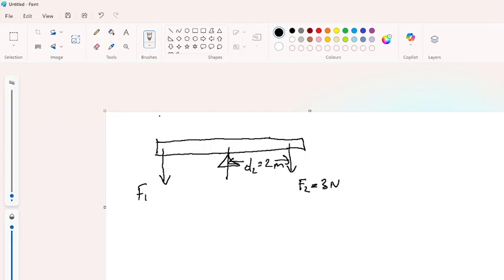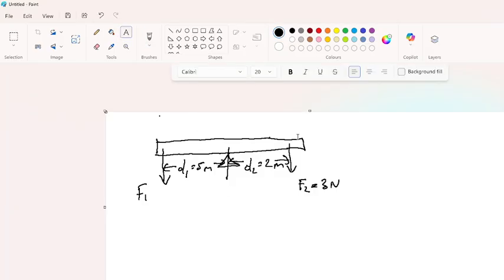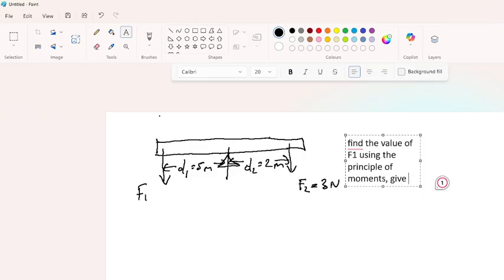I don't know what F1 is. And let me give you D1. Let's say D1 is 5 meters. And so this thing is balanced. And we need to find the value of F1 using the principle of moments, given that the ruler is balanced.